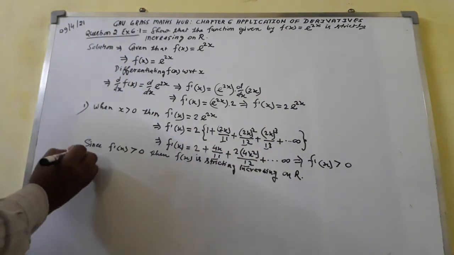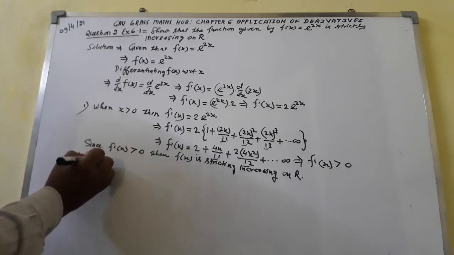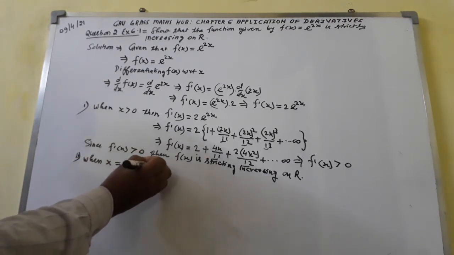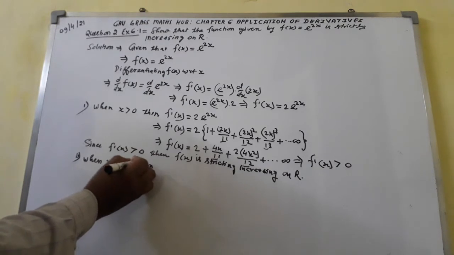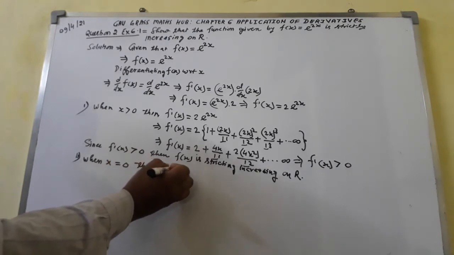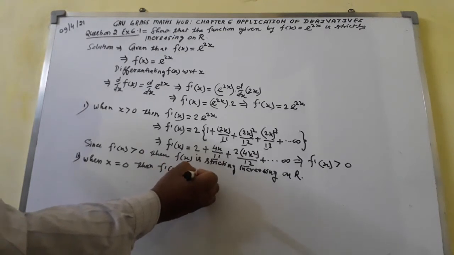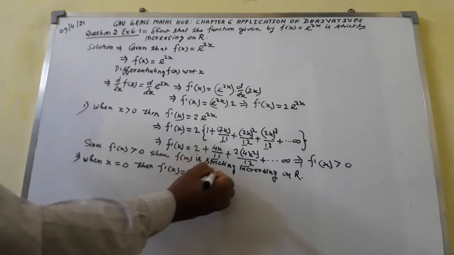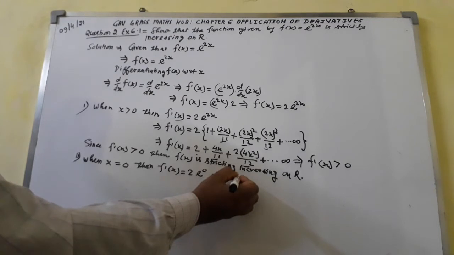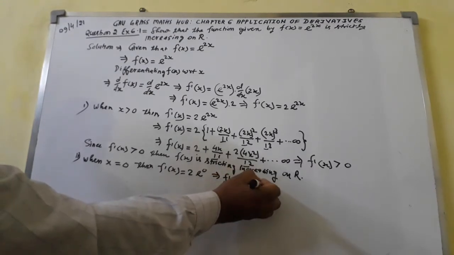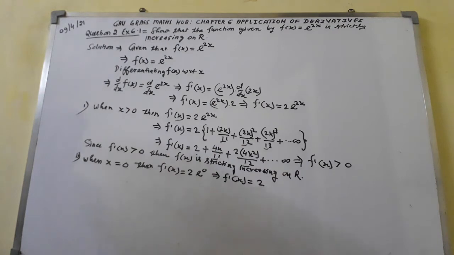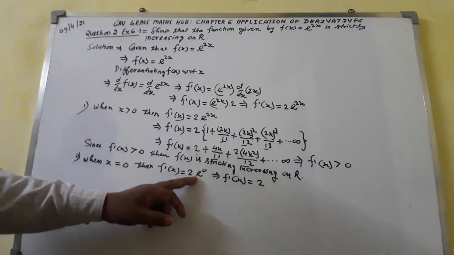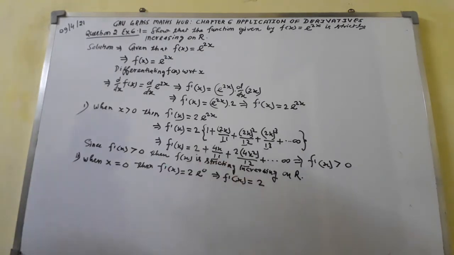Next point I shall write number 2. When x is equal to 0, then f dash of x comes out to be 2 dot e raised to the power 0, which is f dash of x equal to 2, because e raised to the power 0 comes out to be 1. 2 into 1 we get 2. f dash of x comes out to be 2.